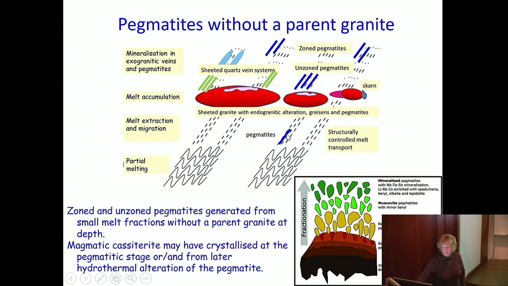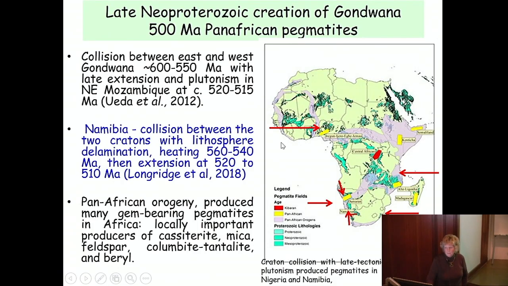And so I subscribe to that idea where we can get pegmatites here that are zoned or unzoned, generated from small melt fractions without a parent granite. And many of these may have cassiterite in them, both formed at the magmatic stage and also a second generation from later hydrothermal alteration of the pegmatite.